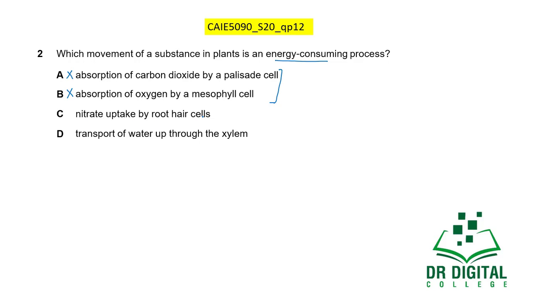Nitrates uptake by the root hair cells. Yes, this can be active transport. This can be by diffusion. Sometimes nitrates can be less in the soil. Sometimes nitrates can be more in the soil. Sometimes we need less nitrates, and sometimes plants need a lot of nitrates, for which a quick uptake might be needed. So this process can be energy consuming.